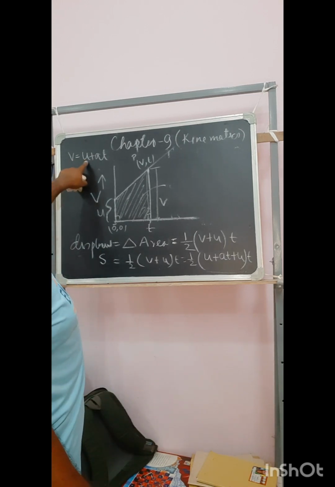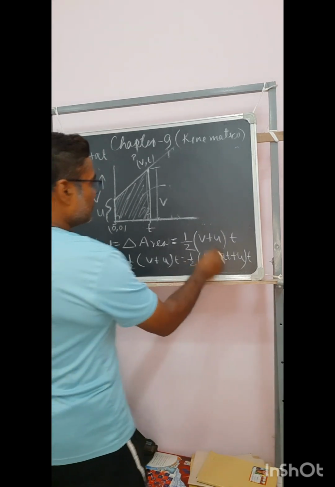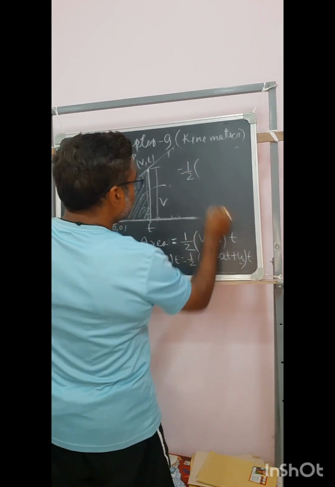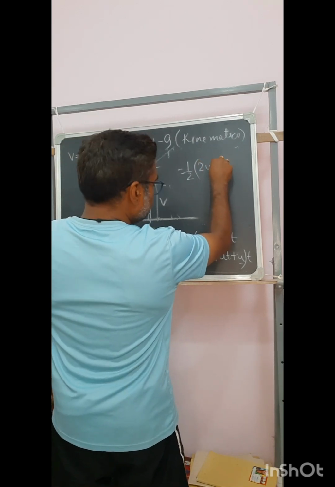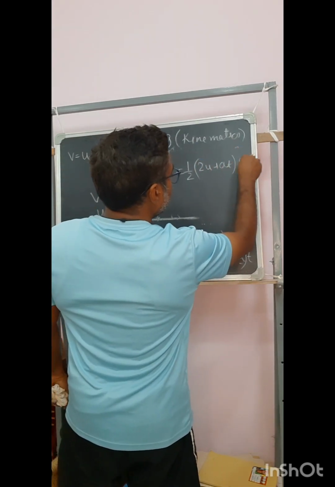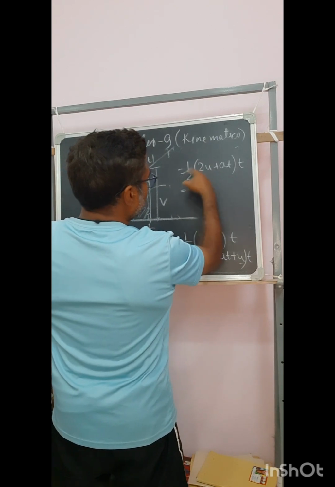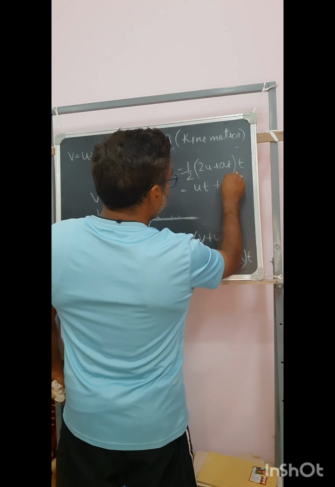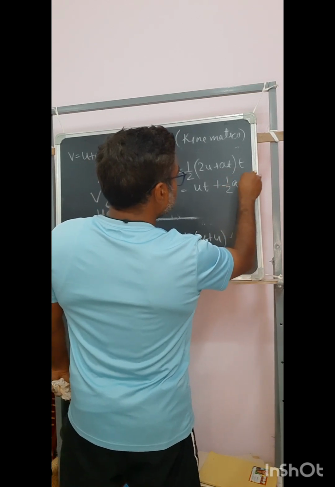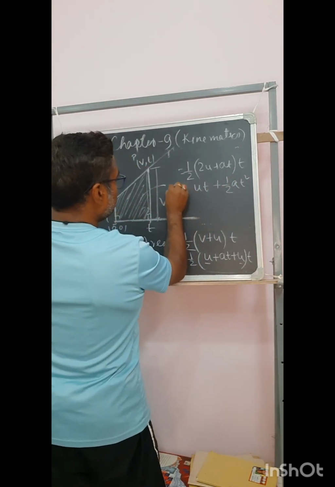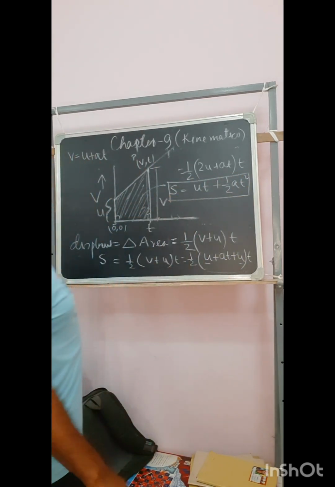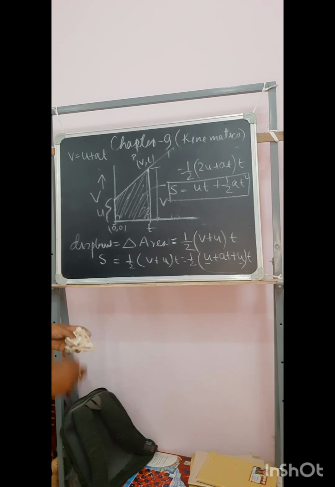V is final velocity, U is initial velocity, A is acceleration, T is time span. So what is that? Equal to half into, how much U is coming? 2U plus AT into T. So that gives, if I open the bracket, U into T plus half into A into T square. What is that? Equal to S. So this is your second equation of motion.